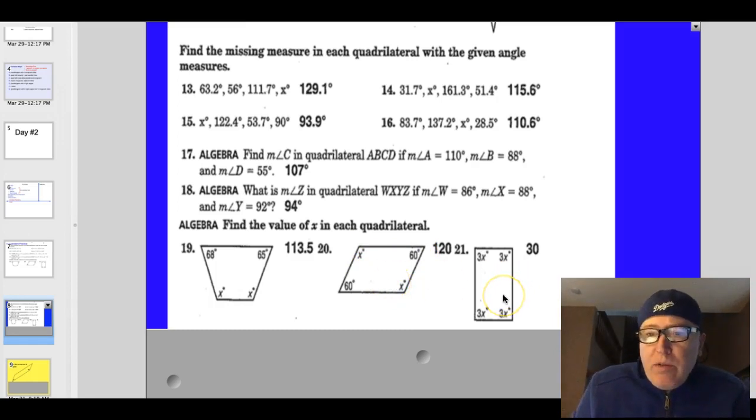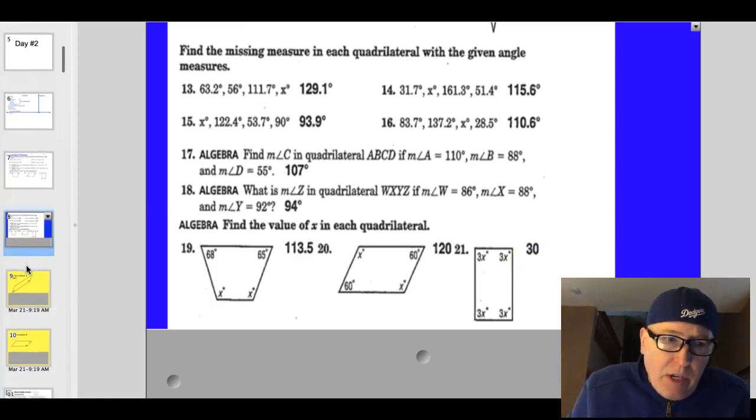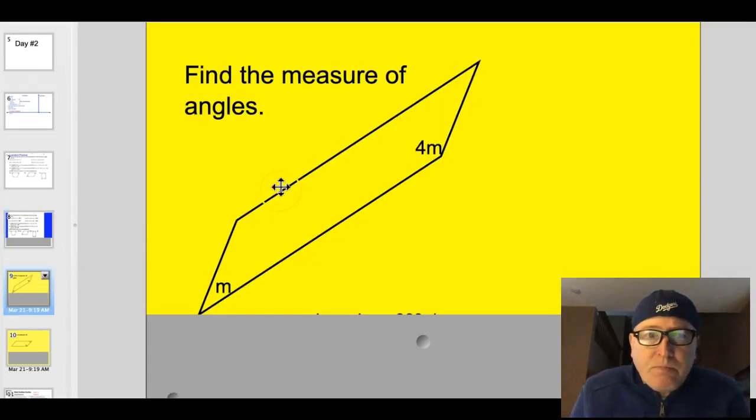Now, this one here, this one's a little more complicated. Your answer here is 30, but how the heck do you figure that out? Well, that's our YABUT for the day. So if you didn't get that one, let me help you figure that out right now.